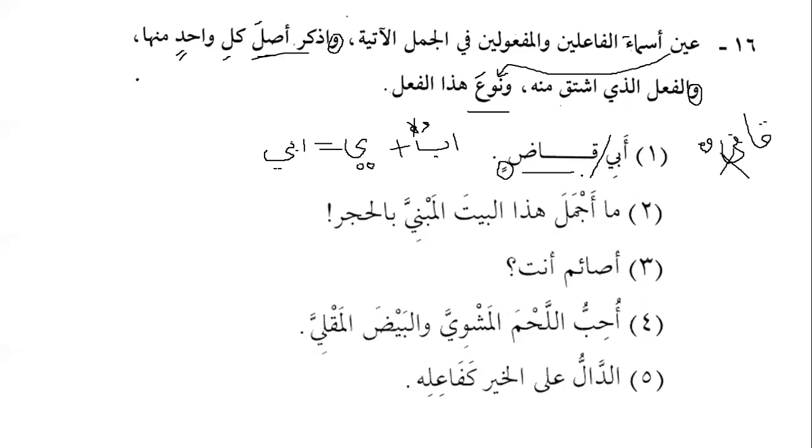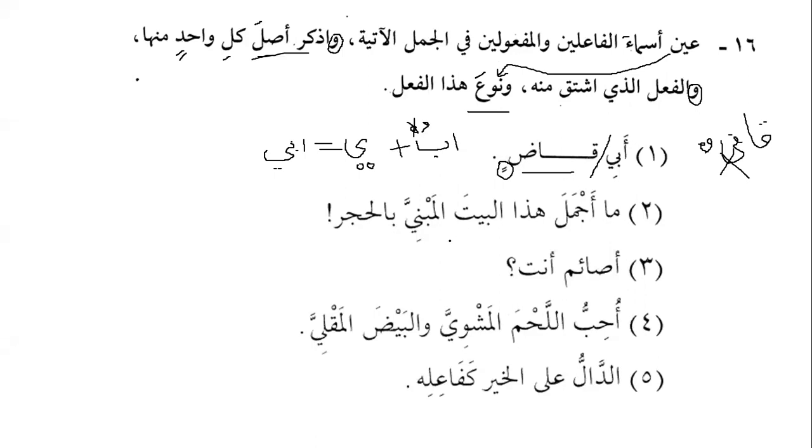So abi is mubtada and qadin is khabar. My father is a judge. Okay, so qadin, is it ismul fa'il or maf'ul? Okay, so where is it derived from? It is derived from qada yaqdi. Qada yaqdi fahuwa qadin. So this is a naqis ya'i.